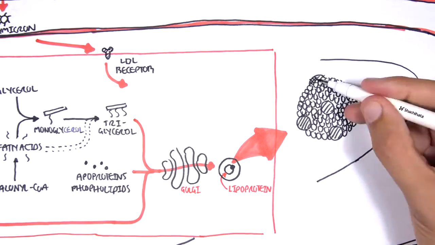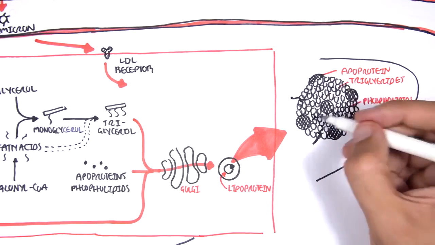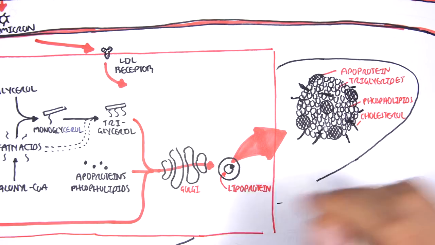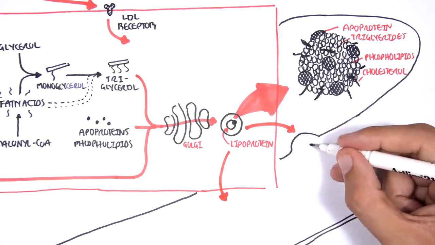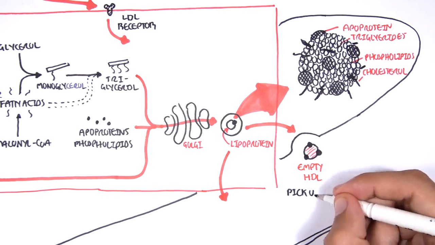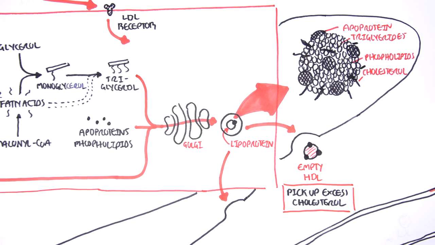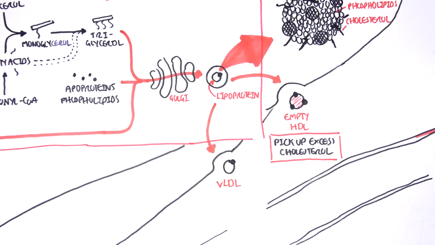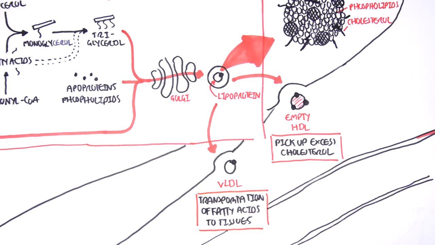It contains proteins, the apoproteins, triglycerides, phospholipids, and cholesterol. The liver cannot actually make all the lipoproteins. They actually make two. They make either the empty HDL, whose main function is picking up excess cholesterol from the body and bringing it back to the liver, or the liver can make VLDL, very low density lipoproteins, whose main function is for the transportation of fatty acids, transportation of the triglycerides to body tissues.